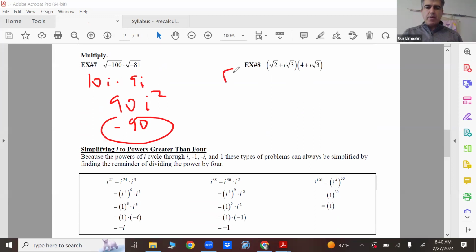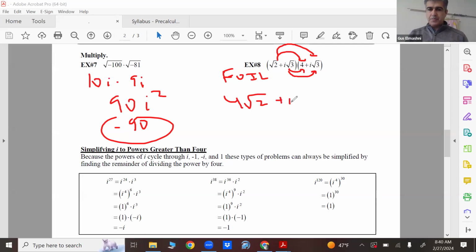For example 8, you want to FOIL. You guys remember the FOIL process, right? You do first, outside, inside, last. Something you've done for many years now. So if I FOIL, what do I get? 4 root 2. What's the next term, guys? If I do the outsides, I root 6, good. Plus 4i root 3. Plus i squared times 3.